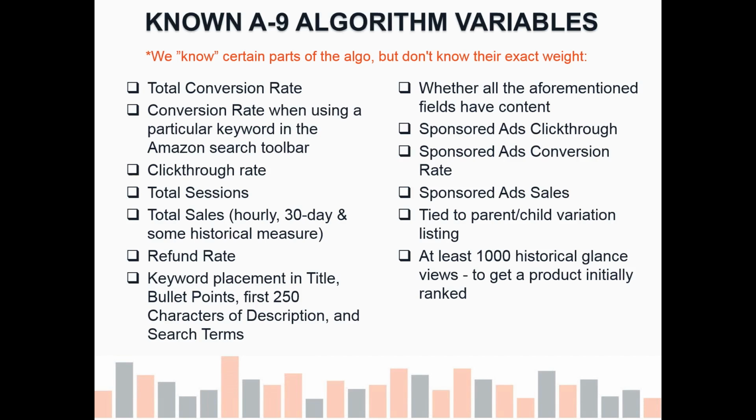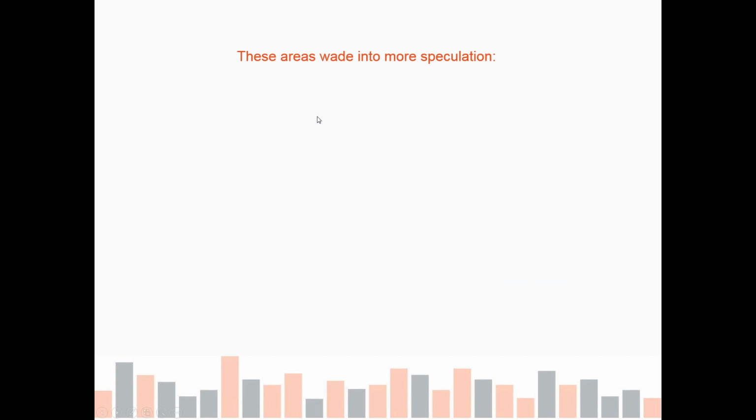And then to get ranked initially, we know that you need to have at least 1,000 historical glance views on your product and at least 5 purchases. And what we mean by get ranked initially is become relevant within the A9 algorithm to get placement on the top 3 pages. So those are the variables that we know of.